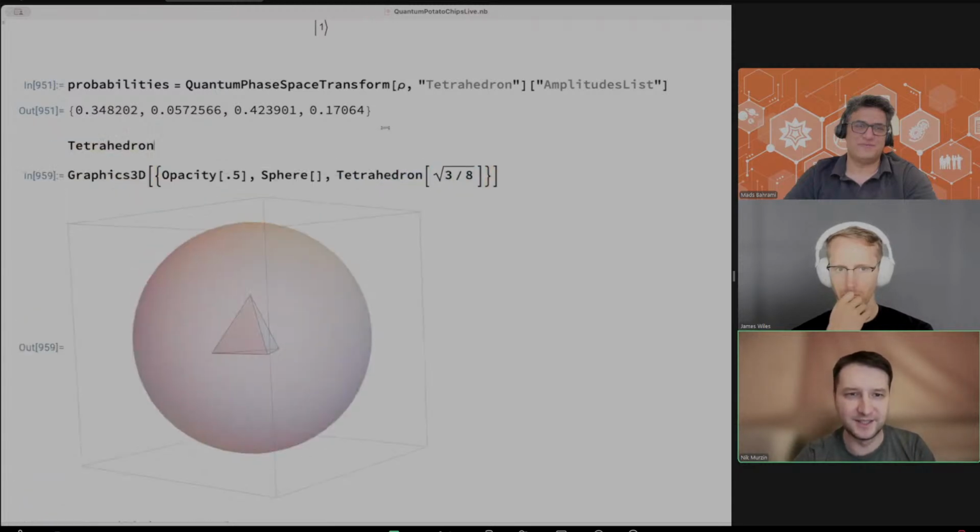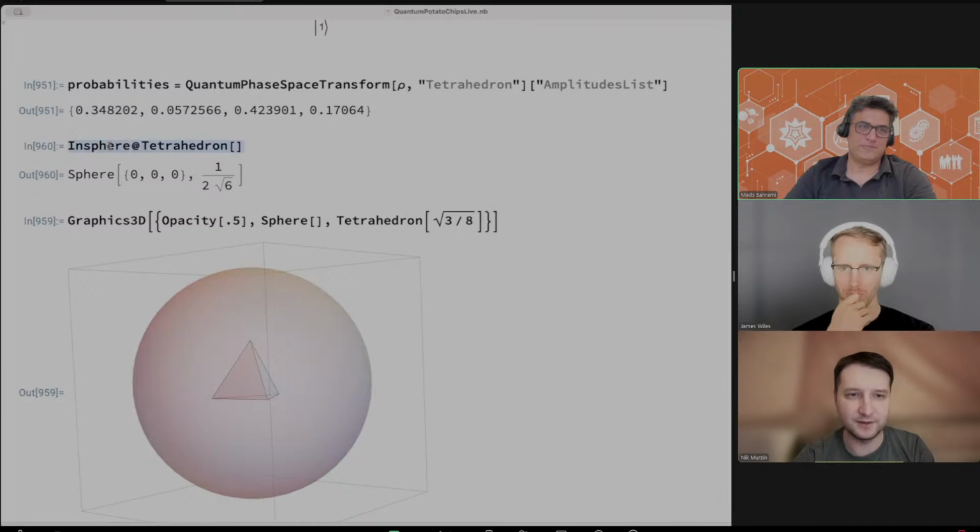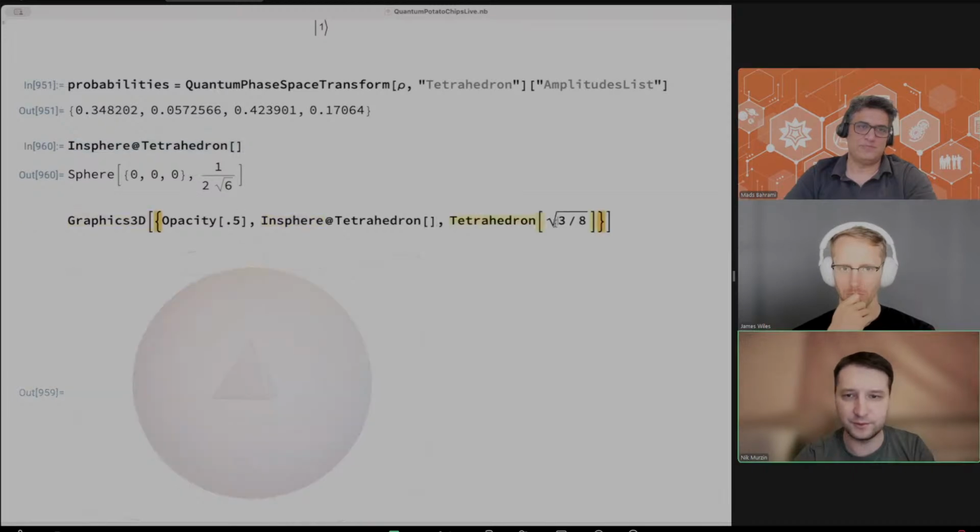Yeah, let's just do this. You have a tetrahedron and an insphere, right? Yep. So you can compute the radius. So instead of showing a sphere, just show this without thinking too much.